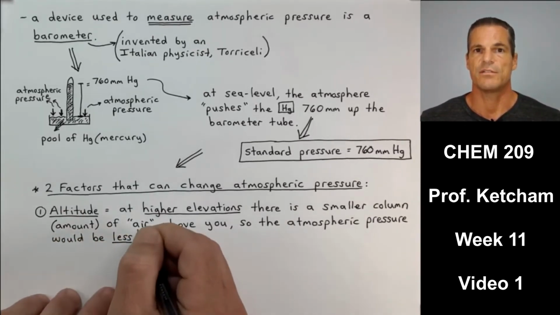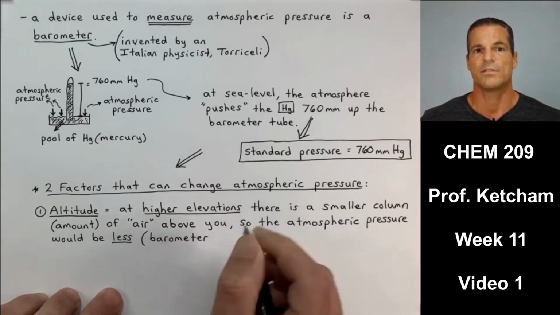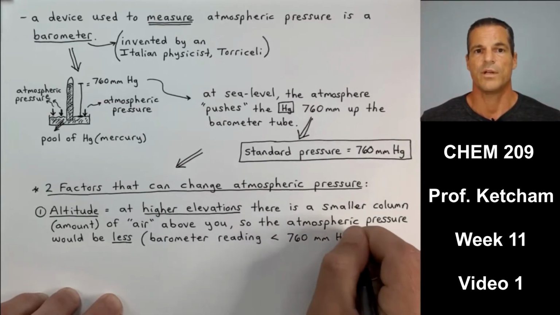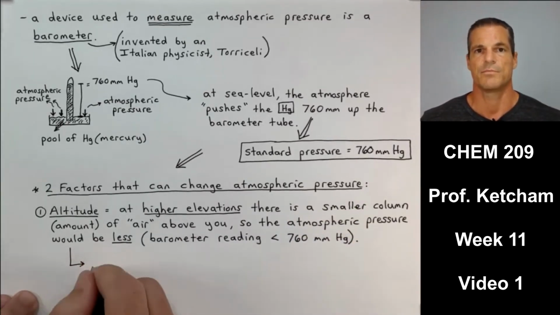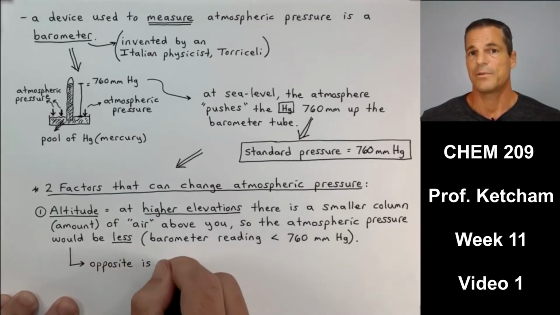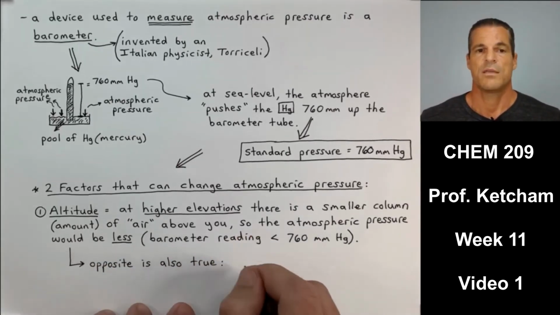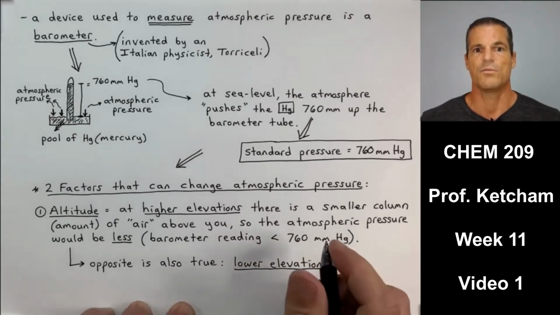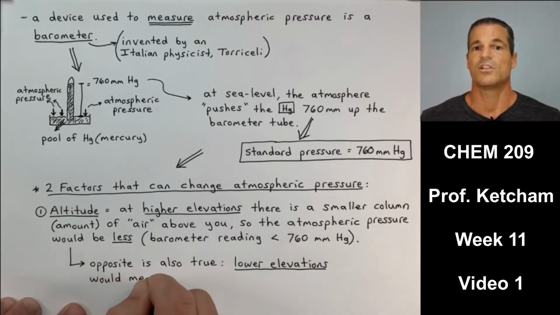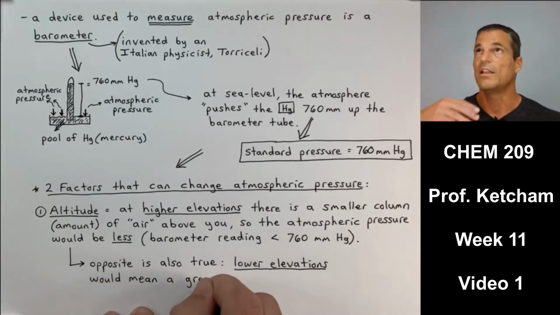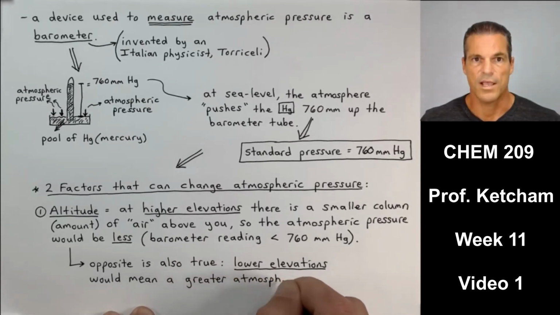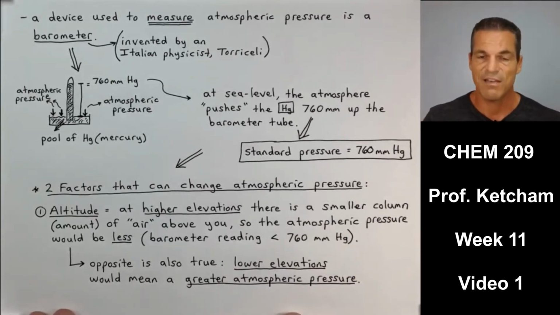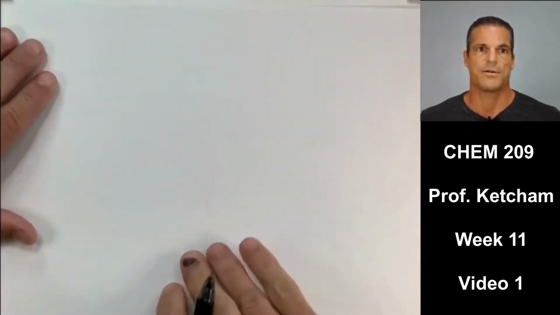At higher elevations, there is a smaller column or amount of air above you. So the atmospheric pressure would be less. A barometer reading would be less than 760 millimeters mercury. Okay? Now the opposite is also true. If you are in lower elevations, like in a valley or in the Grand Canyon here in the US, you have a lot more air, a larger column of air above you, right? That's heavier. Because it's heavier, the atmospheric pressure is greater.